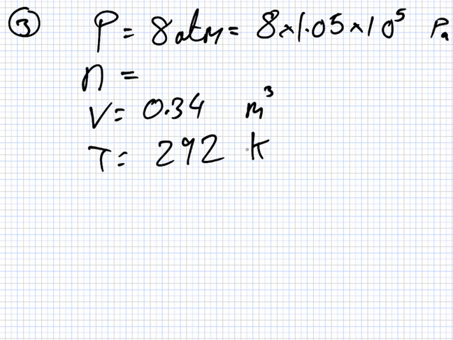What else are we told? That's it. Determine the number of moles of helium in the cylinder. Determine the number of particles of helium in the cylinder. Okay. So anyways, PV equals nRT. So n is PV over RT.